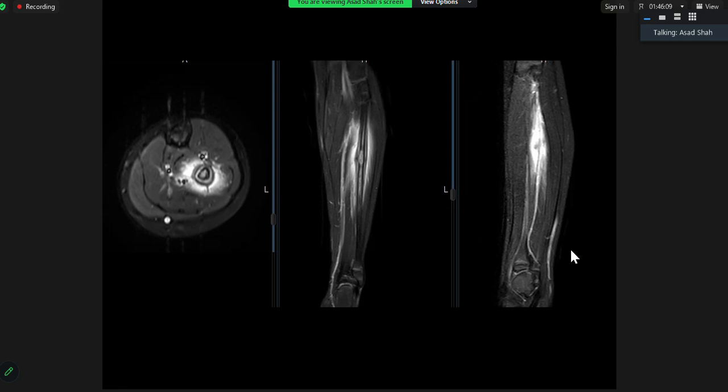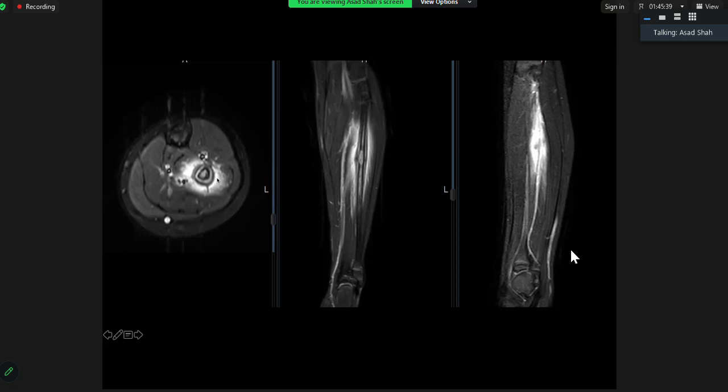So okay, next thing. What will be the next thing to do then? How can we solve this case then? So maybe we'll refer the patient for biopsy. Refer the patient to where? A sarcoma center. Yeah. Okay. Good. So yeah, I mean, this is an aggressive process.